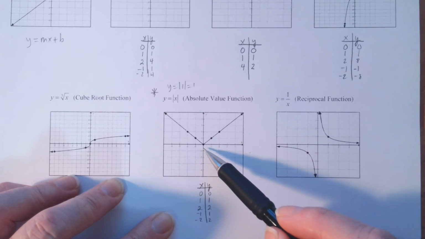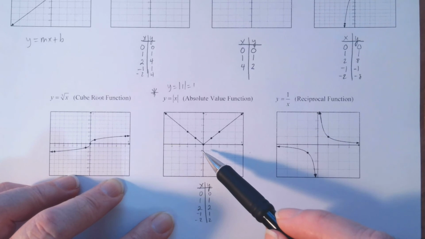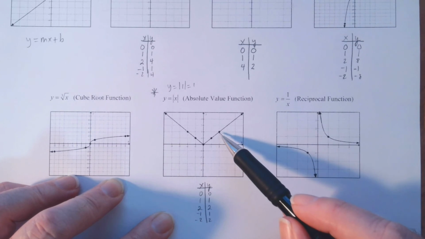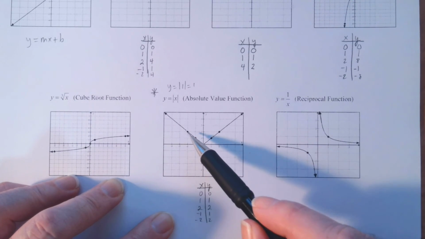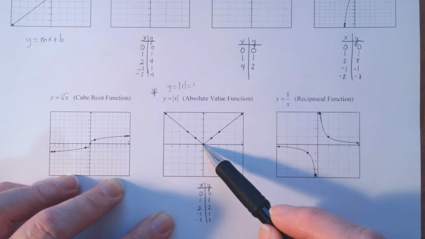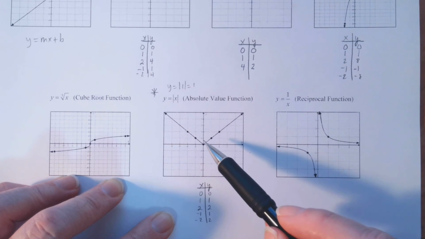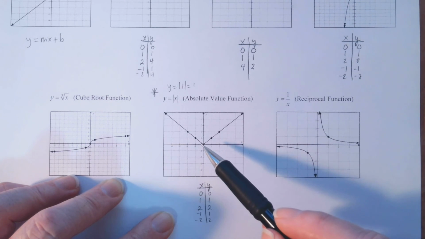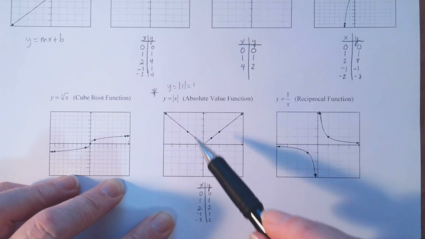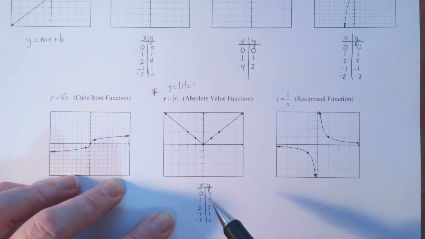But again, this is V-shaped versus U-shaped. So this is where things get different. And you can see this is a pointed vertex versus the other one, which is rounded. So those are the 5 points that you would want to know for the absolute value function.